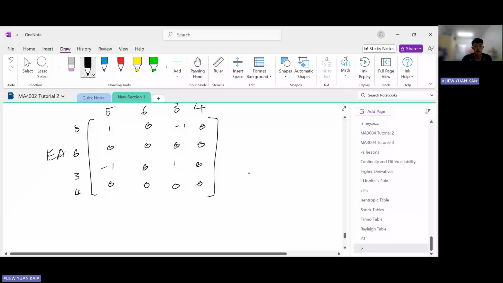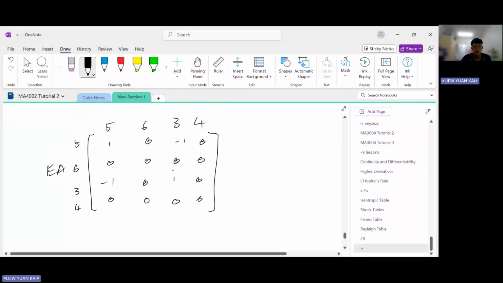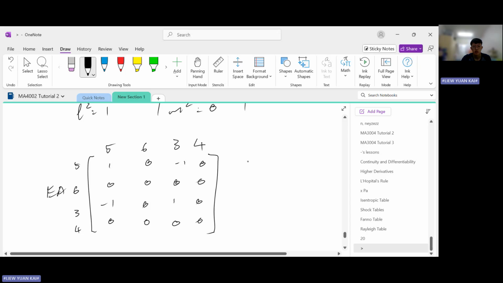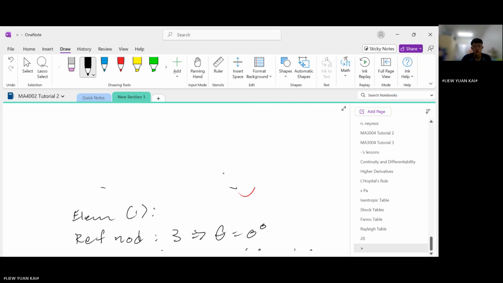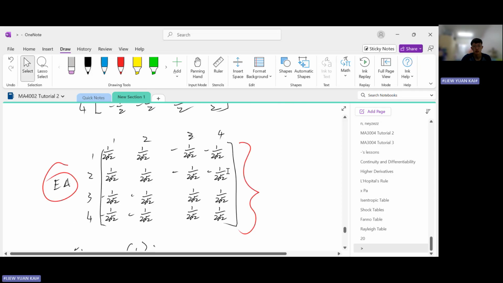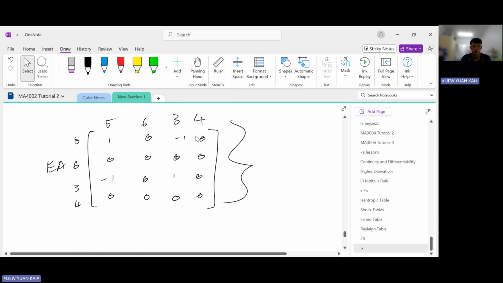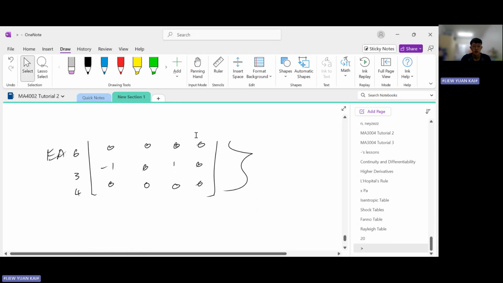So this is a continuation from the last video, and where we last left off, we already finished with each of the element matrices. Okay, so I'm talking about this one and this one. Okay, so now we can assemble them into the global equilibrium matrix.